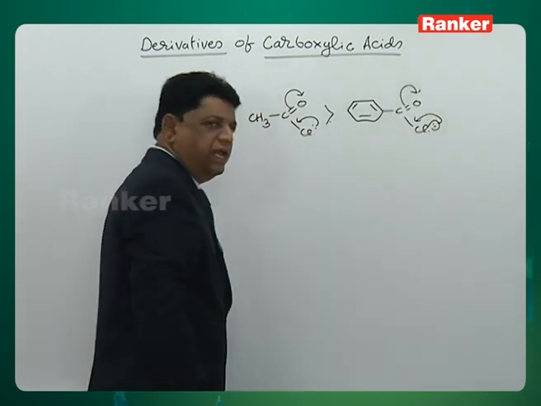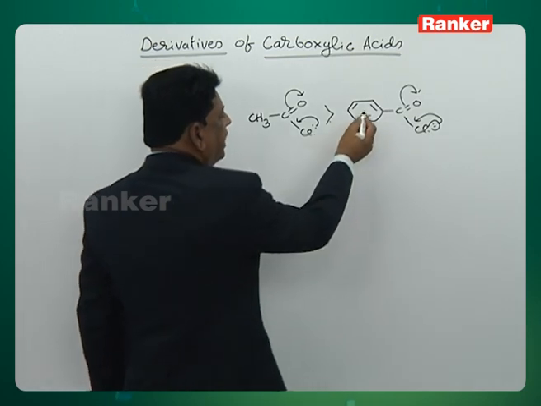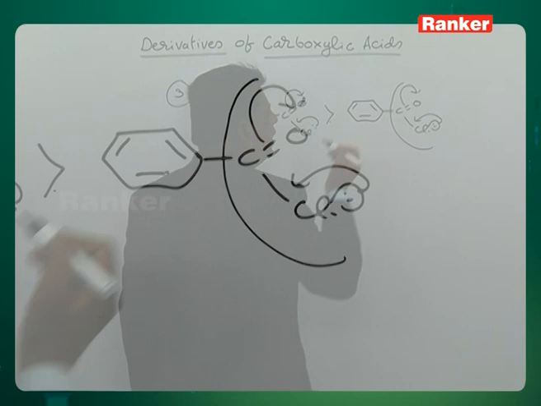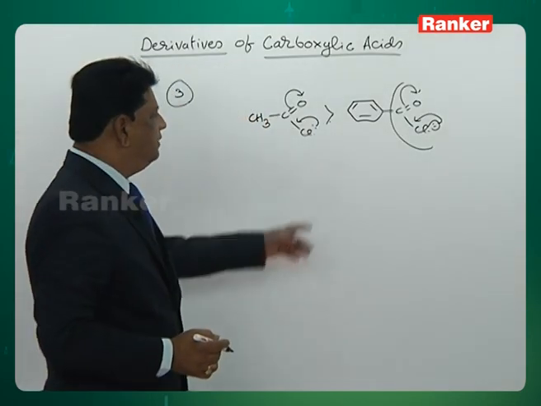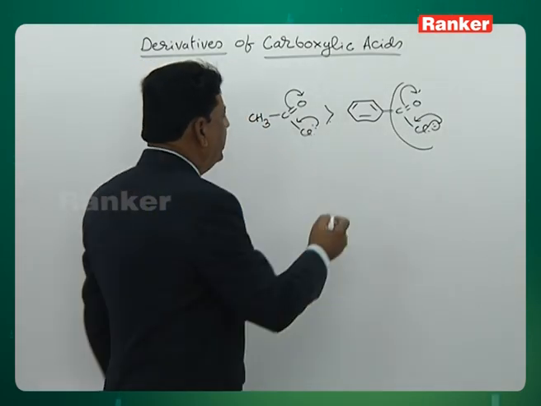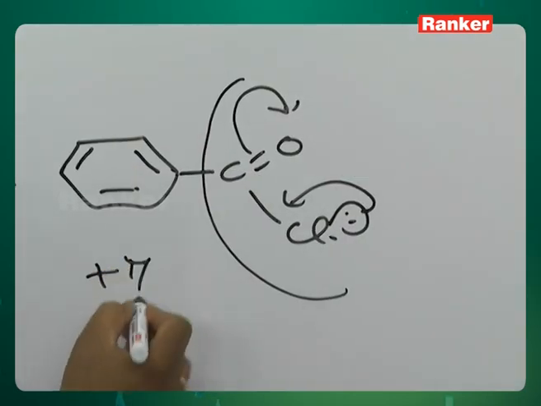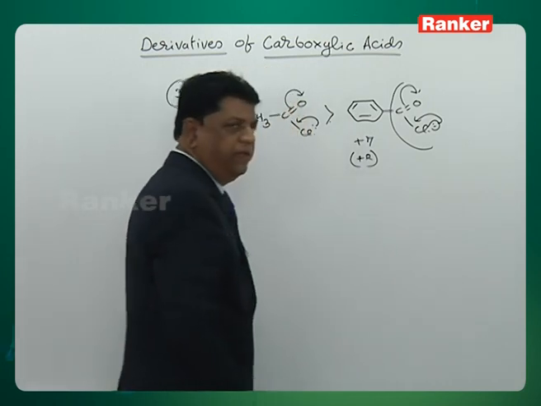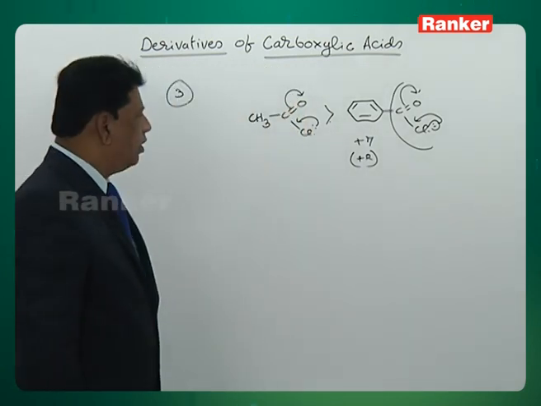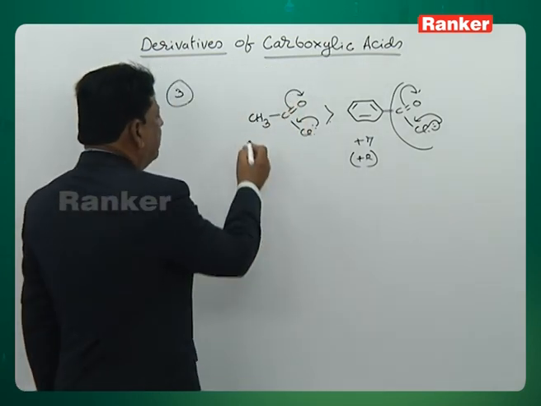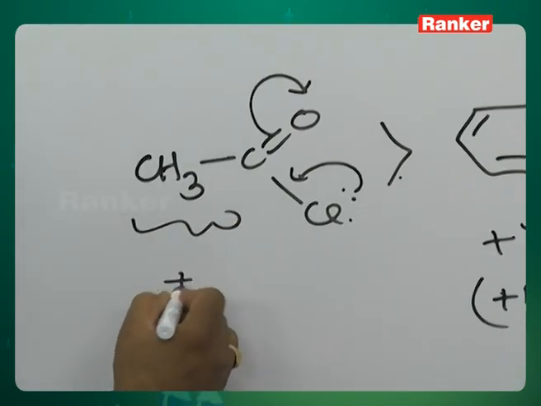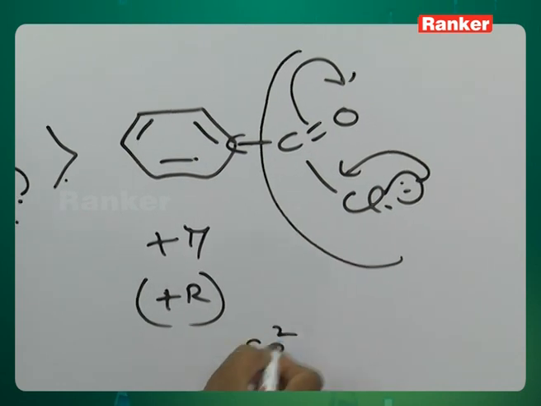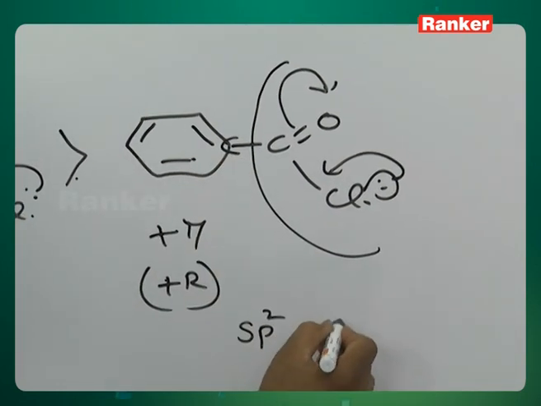Because of this resonance, the benzene resonance will not be entertained with this particular carbonyl group resonance. Therefore, the effect of the plus M effect, or what you call the plus R effect, will not come into the picture of the acid group or acid chloride. We only have to consider that the methyl group shows plus I effect, and the sp2 carbon shows a minus I effect.